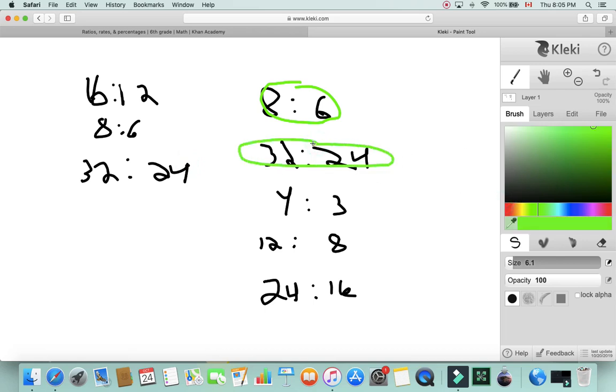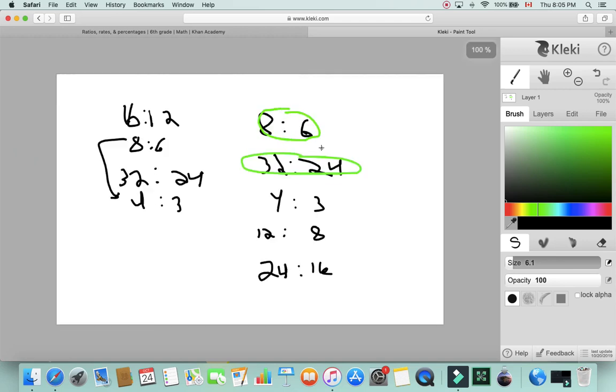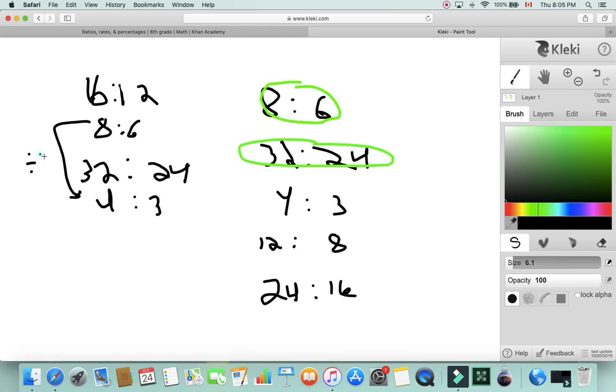How about 4 and 3? Well, you divide by 4 on both sides, so that also works. Or you can just divide this by 2. And that works. How about 12 and 8? Well, there's no way you can get 12. Well, you can. You can add these two, which will make 12. But then this has to be a 9. So, that does not work.